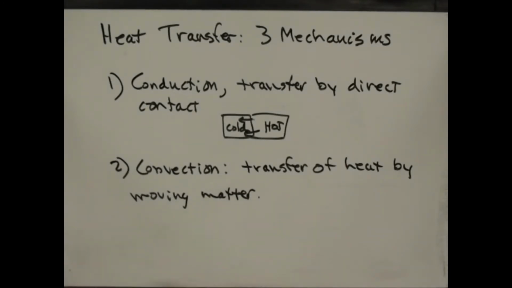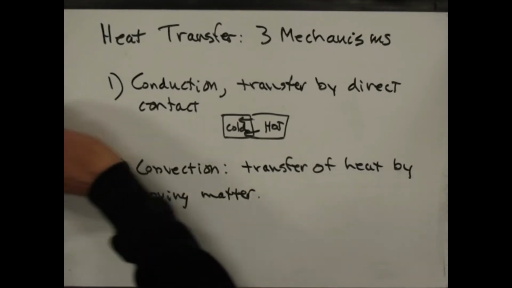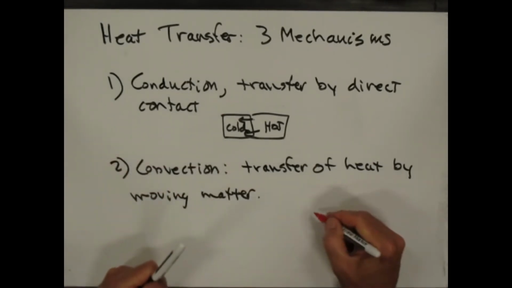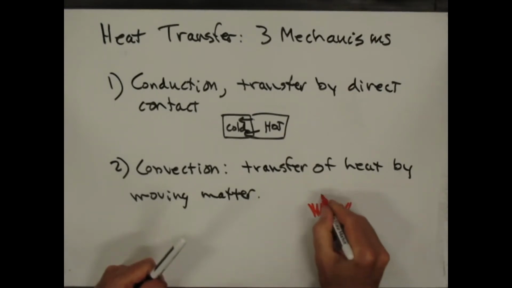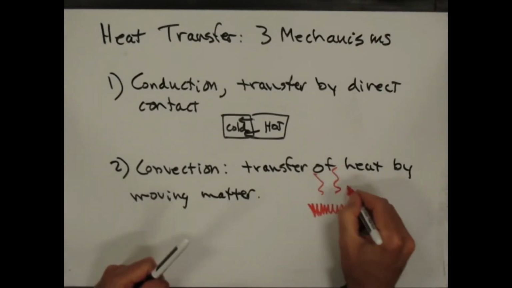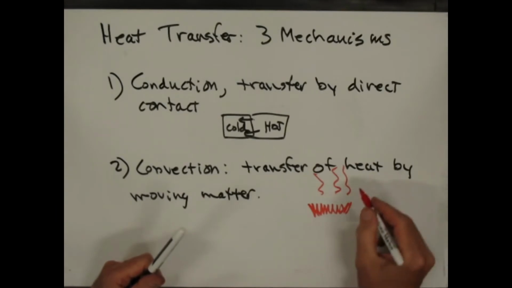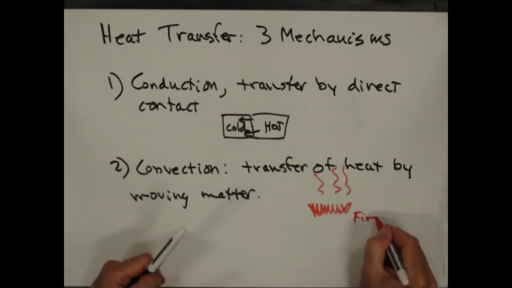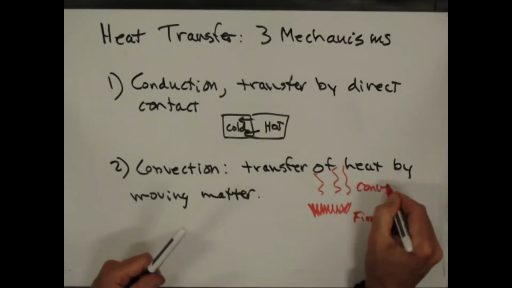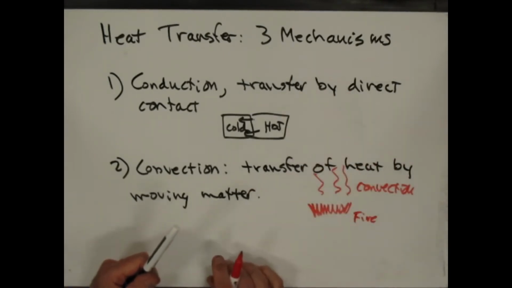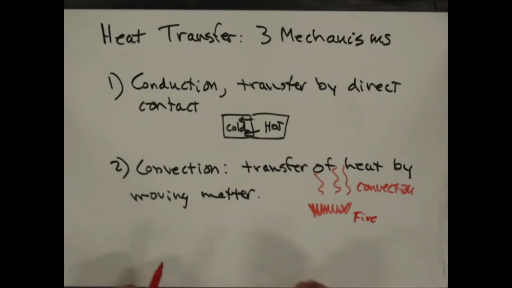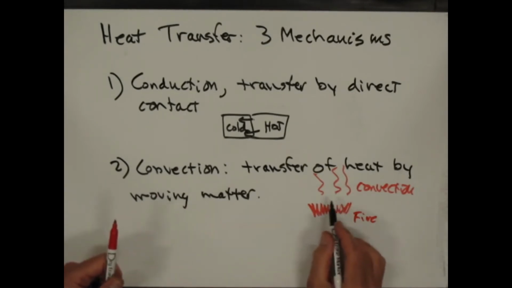So we've all seen, for example, a fire or something like that, right? And if you look at a fire, you can see warm air kind of rising above the fire, right? This is convection. Heat gets carried away with the warm air.